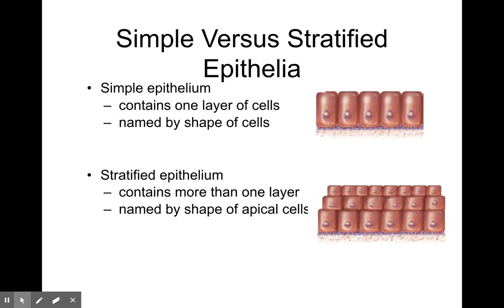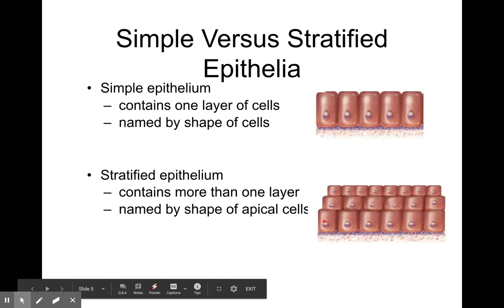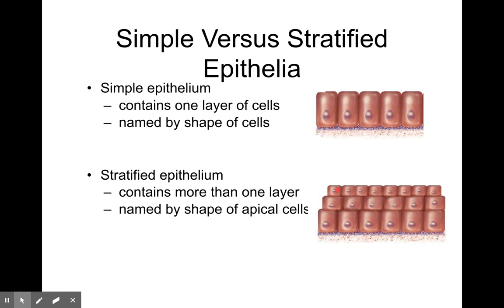Stratified epithelial is many layers of cells, but the name is dictated by the shape of the cell at the very top. So in this particular diagram, you can see there are column-shaped cells, then cube-shaped cells, and then flatter cells. So this would be stratified squamous. If there was a column-shaped cell on top, over and over columns, then it would be stratified columnar.